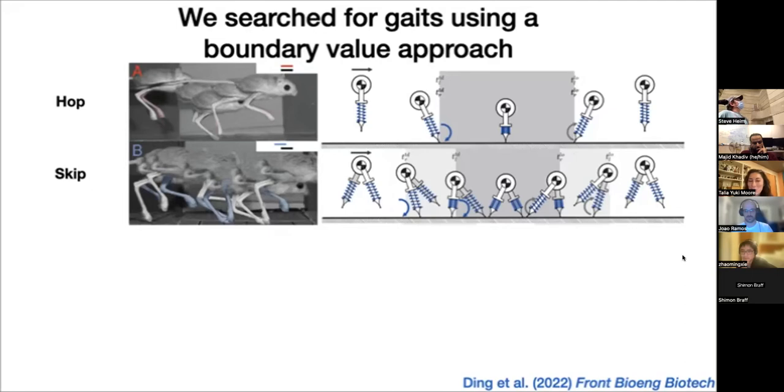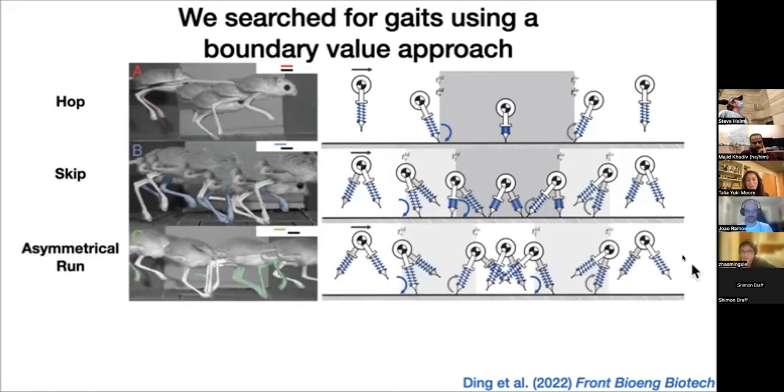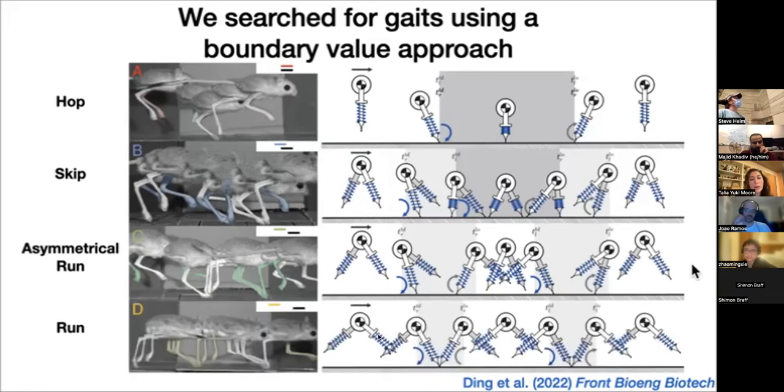And then we found this new thing that is a description of something I found earlier in the gait and didn't really know how to describe, which we're calling an asymmetrical run. And then we've got the run, where we've got two aerial phases and they're equal in size, and each leg has its own single support phase. So let's dive more deeply into the asymmetrical run.